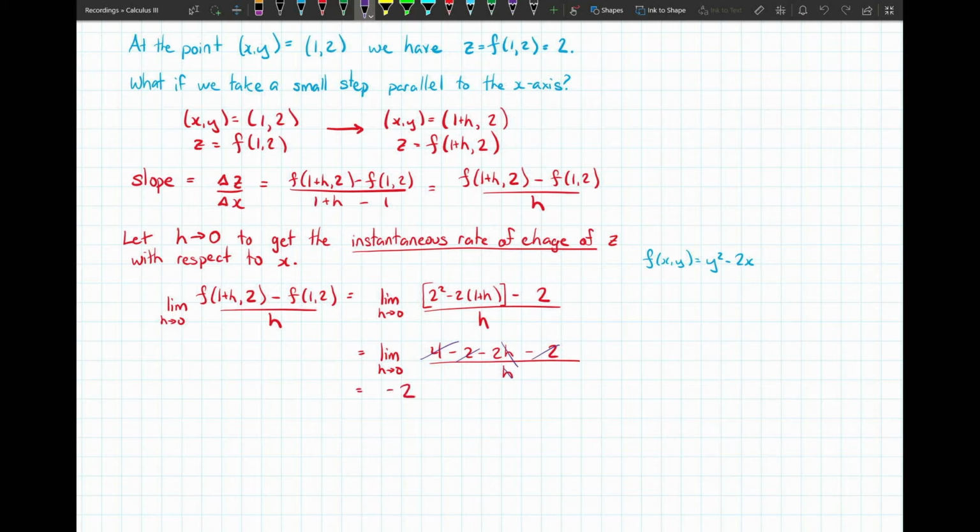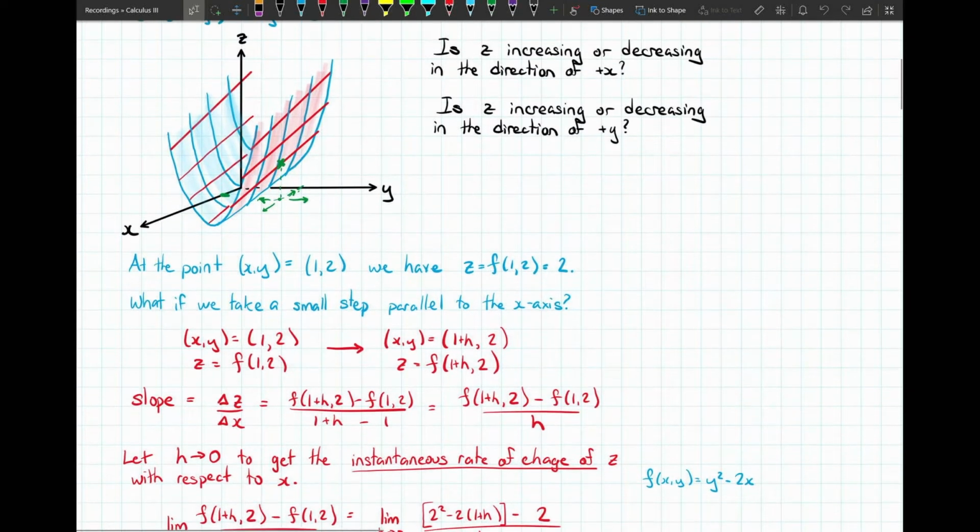This is telling us that along the x-axis, we have a decreasing z value. Let's see what that means by looking back at the picture here. That means from this given green point, every 1 unit forward along the x-axis, we are dropping by 2 units. Or at least at that point, we have a slope of negative 2 in the positive x direction.